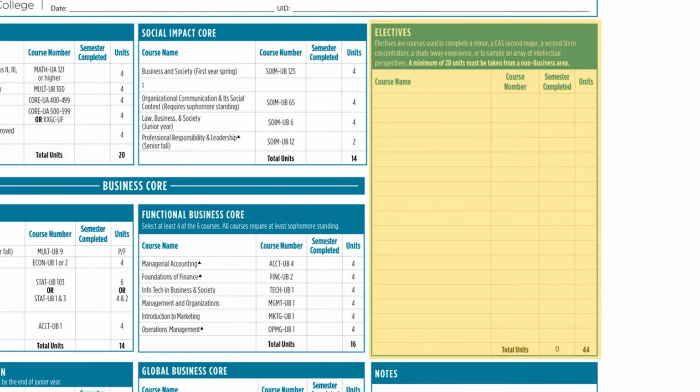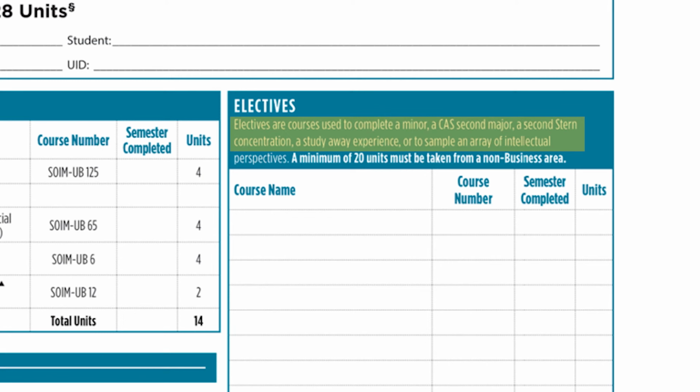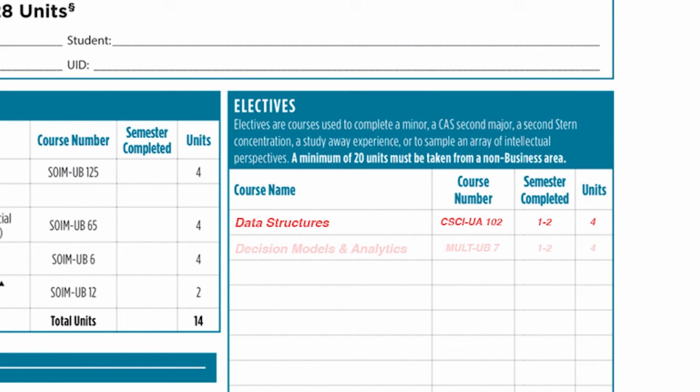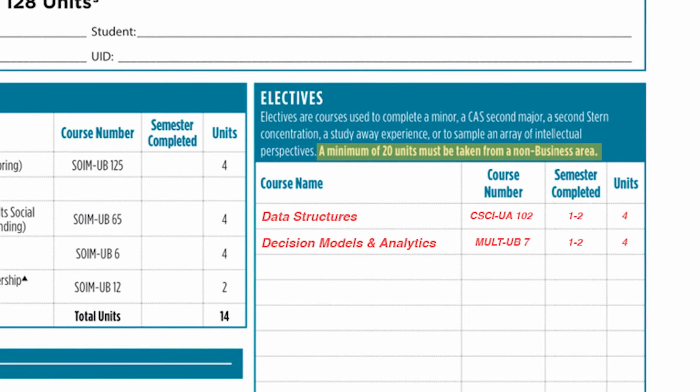The other alternative is just taking electives. Electives are used to complete a minor, a CAS second major, a second Stern concentration, etc. For example, me starting my computer science minor in my freshman year, 2nd semester, falls under the elective category. I also took a Stern elective called Decision Models and Analytics in that same semester, which happens to be another class that people usually don't take in freshman year. I seriously don't know what's with me taking stuff in freshman year that a lot of people wouldn't, but it's proved to be useful.